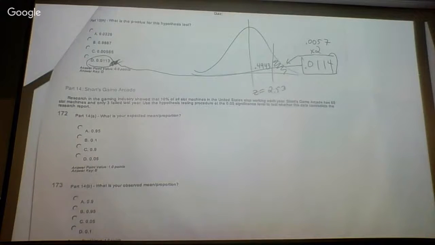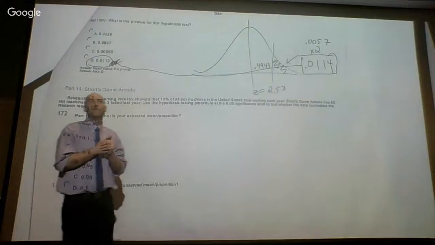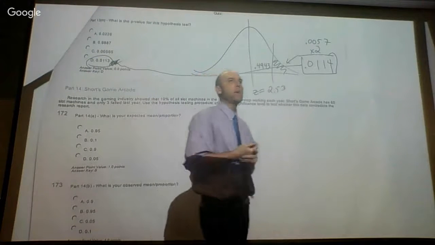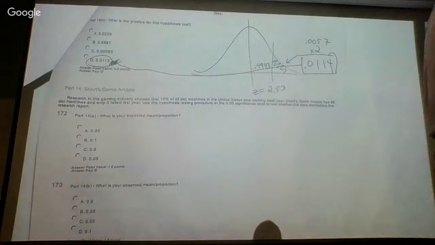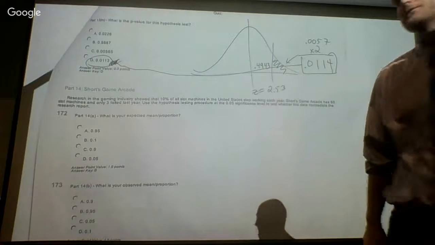I'll do one more if you want to do one more. Yeah? All right, we'll do one more. We'll do the slot machine, and then the other 3 in the middle, or 4 in the middle, or however many we didn't get to. Just slow-mo the video so that you can look at the answer key.